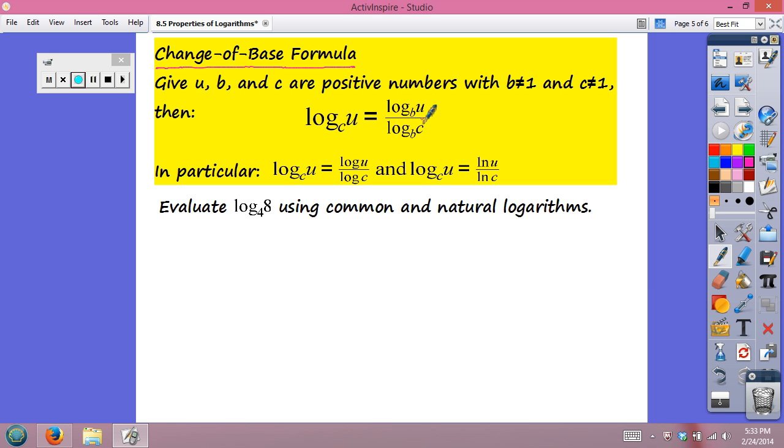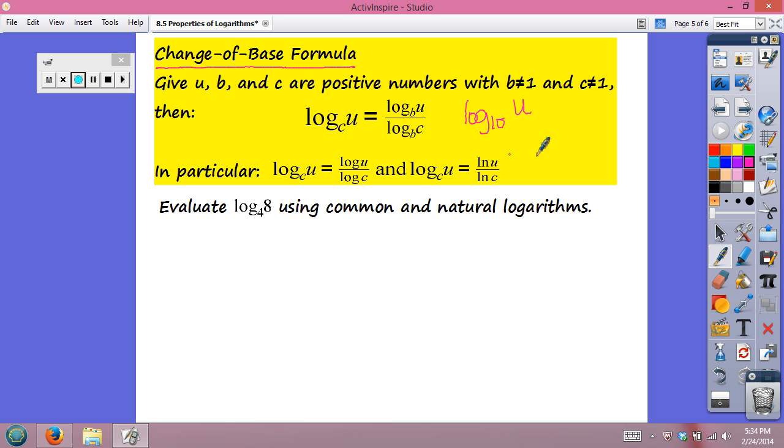The cool part is we can pick this b value, the base of the log, to be anything we want, and why wouldn't we pick 10 or e, right? Because those are something that we know that we can punch into our calculators. That's something we know that we can evaluate every single time. So if we pick b to be 10, log base 10 of u over log base 10 of c, we know that we can plug that into our calculator.